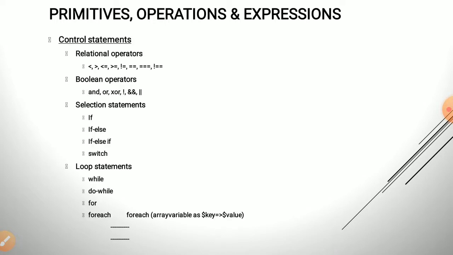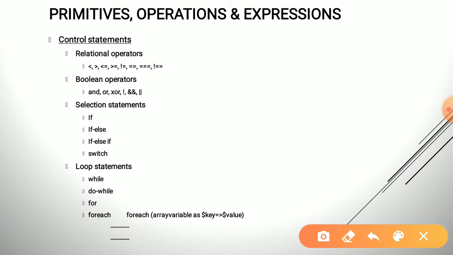Now moving to the next topic, control statements in PHP. The relational operators in PHP are less than, greater than, less than or equal to, greater than or equal to, not equal to, double equal to, triple equal to, that means strictly equal to, and not strictly equal to. So we know the difference between double equal to and triple equal to, right?